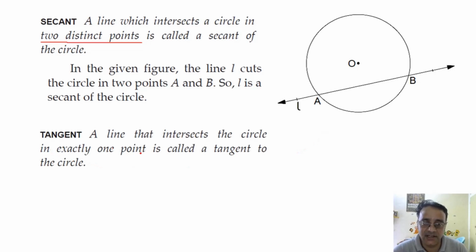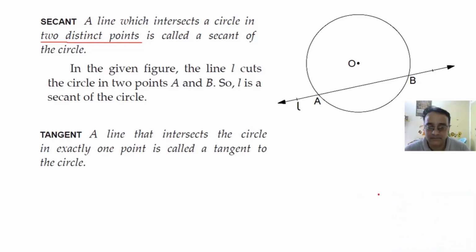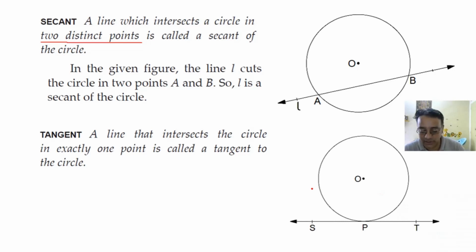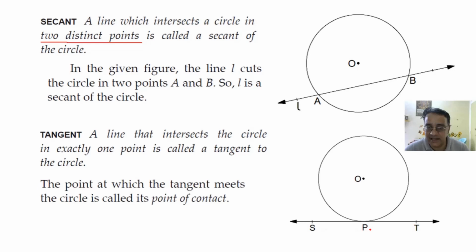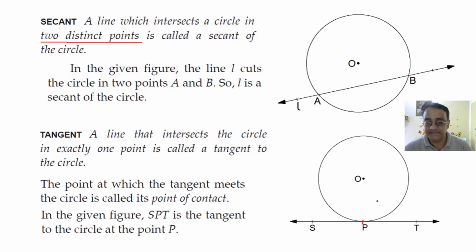Next is the tangent, a line that intersects the circle in exactly 1 point. So the third case we saw earlier. Here ST is a tangent and it intersects exactly at 1 point, that is P. This point of intersection is called the point of contact. The point at which the tangent intersects the circle is called the point of contact. Okay, clear?